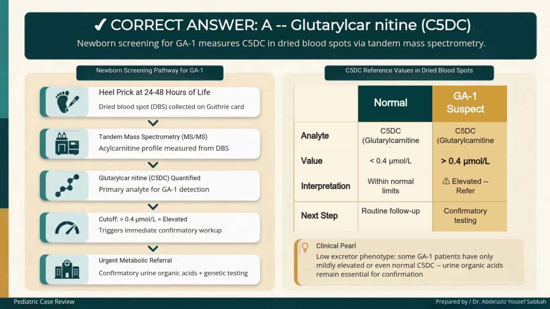A glutaryl carnitine level above 0.4 micromoles per liter is considered elevated and triggers immediate confirmatory workup. However, be aware of the low excretor phenotype. Some patients have only mildly elevated or even normal glutaryl carnitine. Urine organic acids remain essential for confirmation.